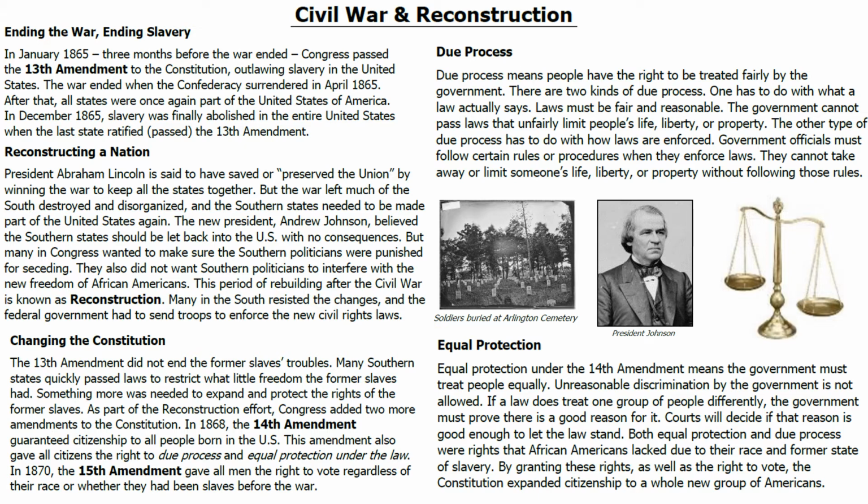Both equal protection and due process were rights that African Americans lacked due to their race and former state of slavery. By granting these rights, as well as the right to vote, the Constitution expanded citizenship to a whole new group of Americans.